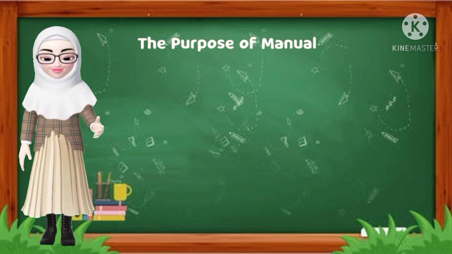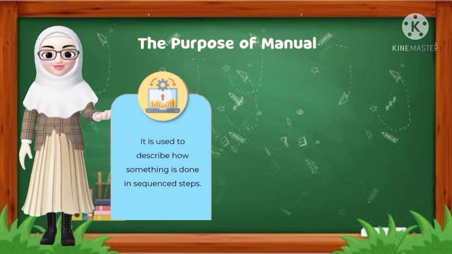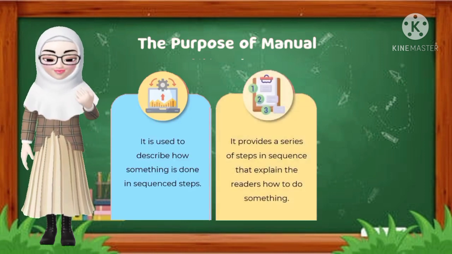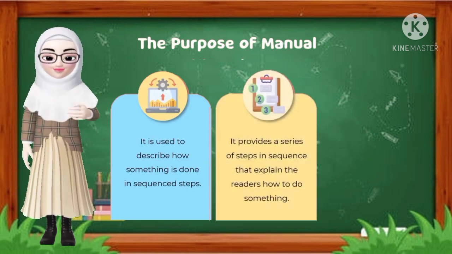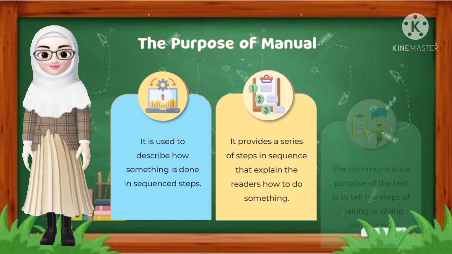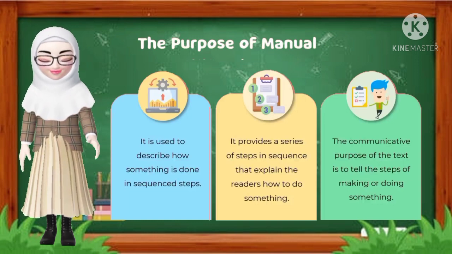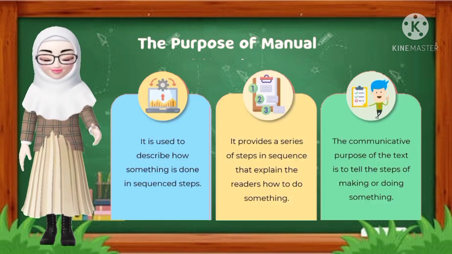So, we can conclude that the purpose of manual procedure texts are: first, it is used to describe how something is done in sequence steps. Second, it provides a series of steps in sequence that explain to the readers how to do something. And the third, the communicative purpose of the text is to tell the steps of making or doing something.